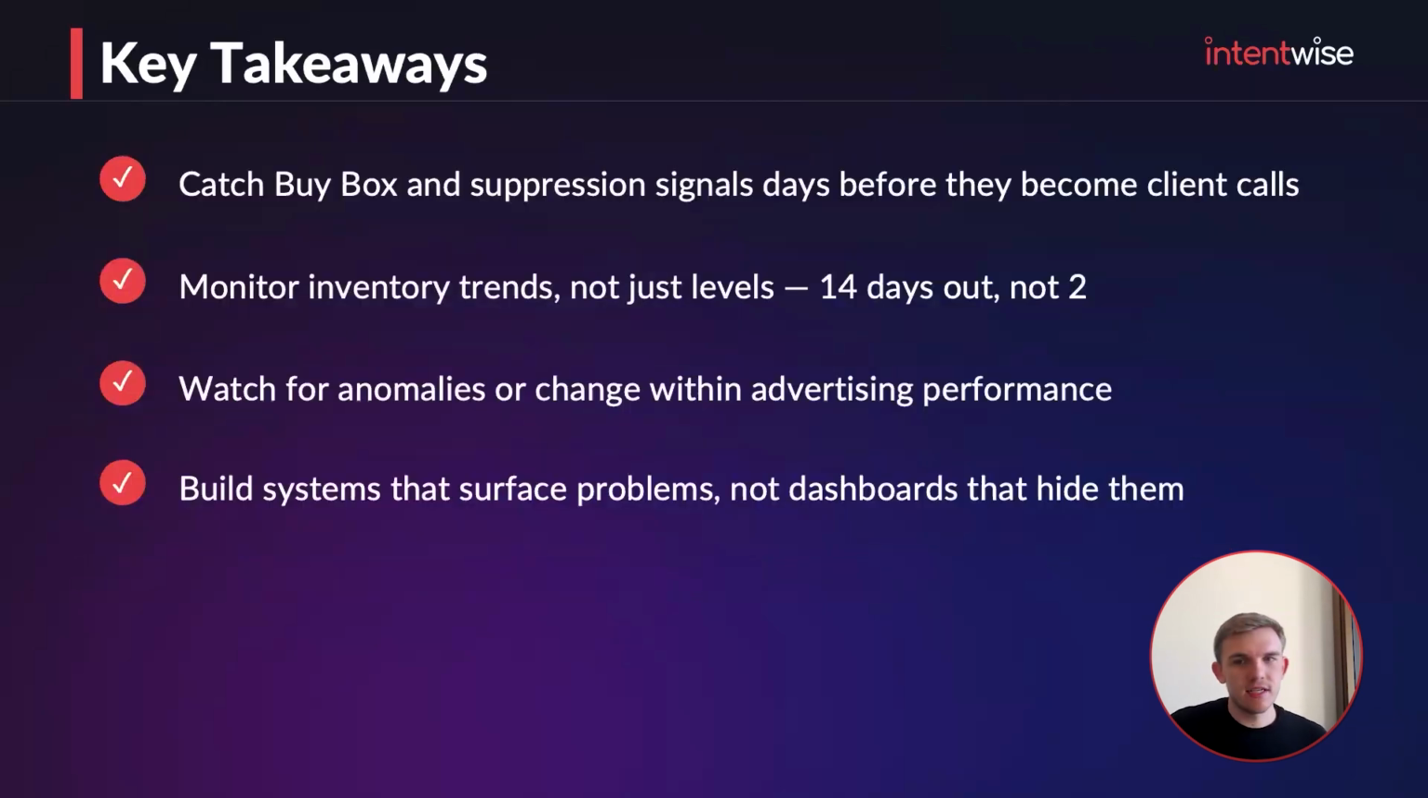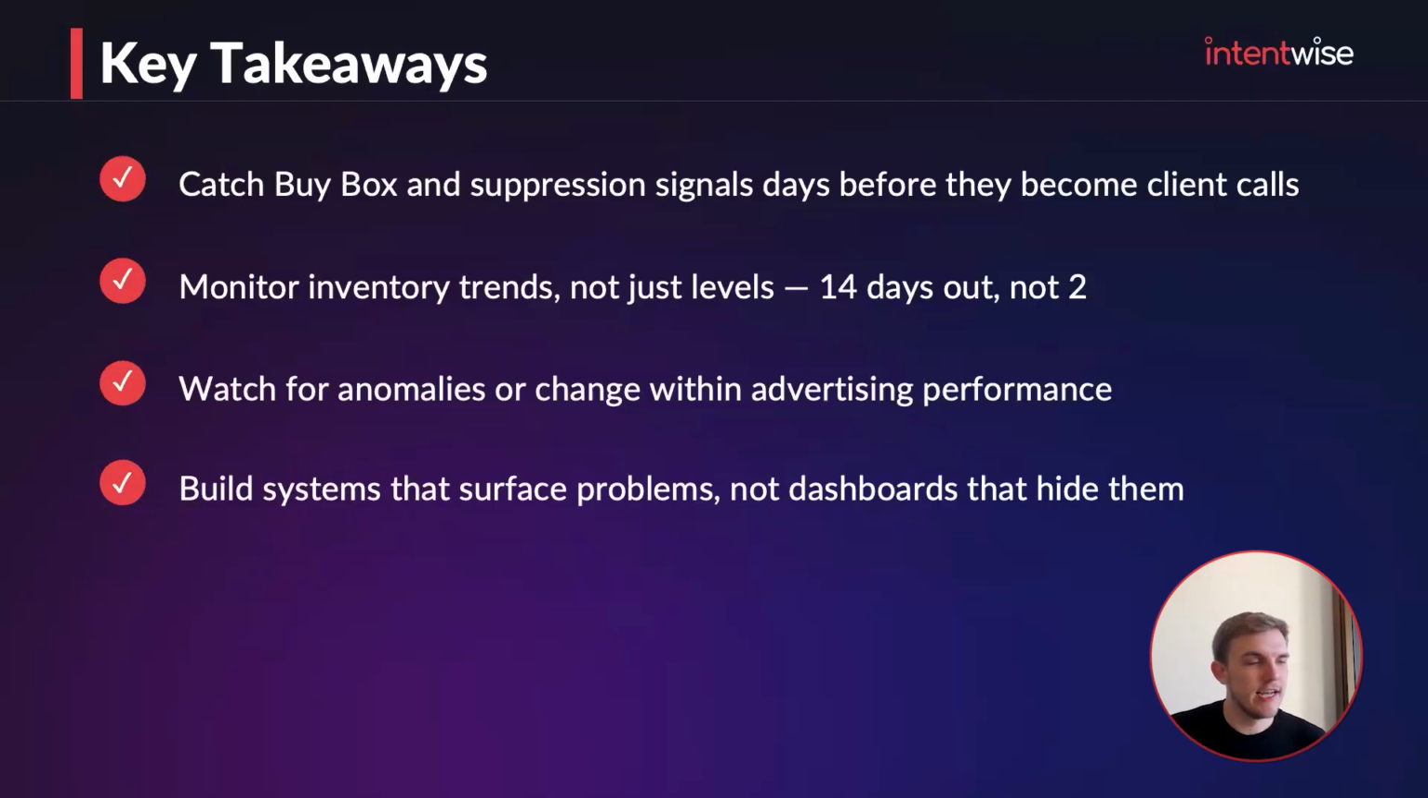So kind of wrapping this up here, what are the key things that we need to be looking at? I need to be catching these key signals before my client brings them to me. Am I losing buy box? Are things being suppressed? Am I running out of inventory? I need to be monitoring trends, whether that's inventory trends or advertising trends, before they have a big impact on the account, right? And I need to know that I'm running low on stock 3 weeks before I'm out of stock, not the day before I'm out of stock.